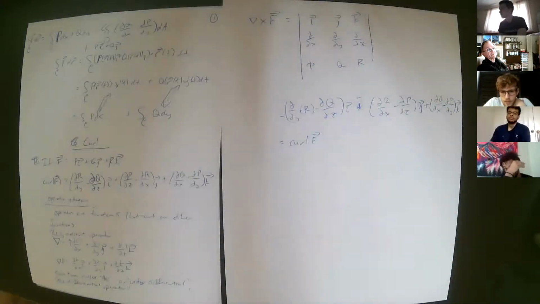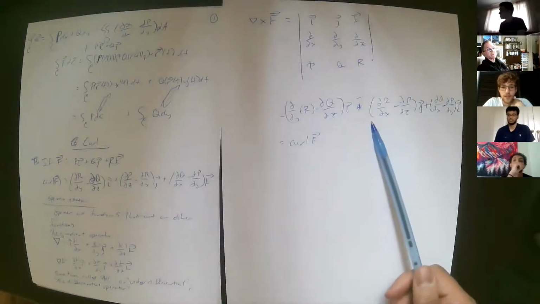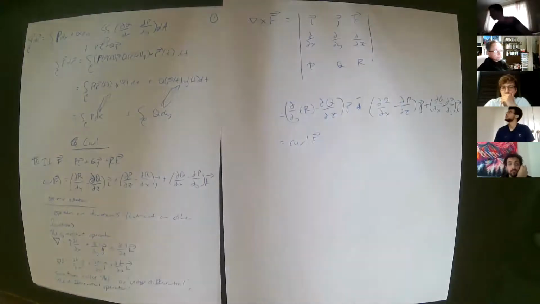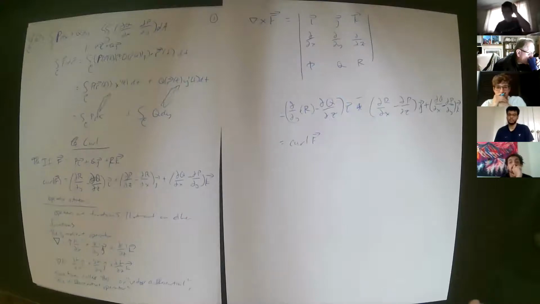What is a curl? Like, what does it mean, or what is it? Because it is this. It's a vector. We'll talk about what it means in a minute, but let's talk about what it is first. It is just a vector that's related to our original vector field. I can compute it by doing this.